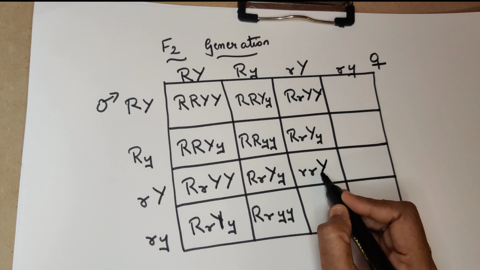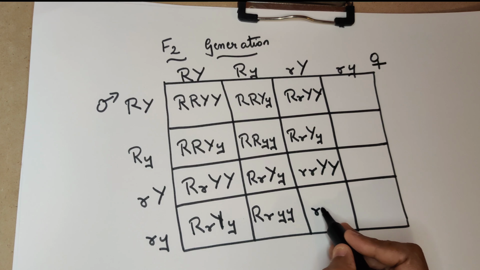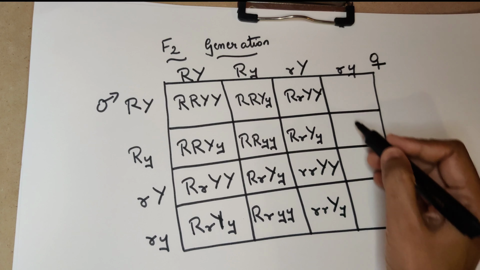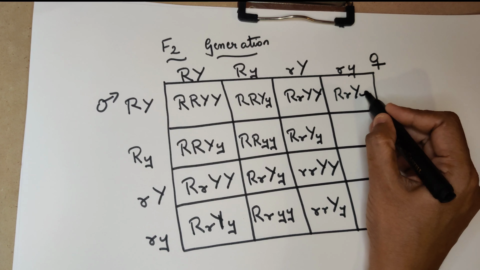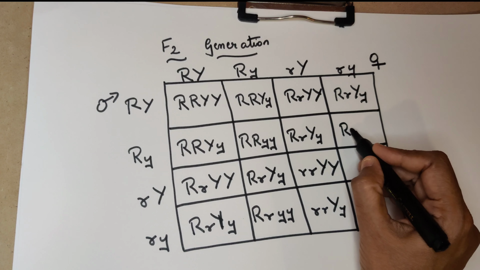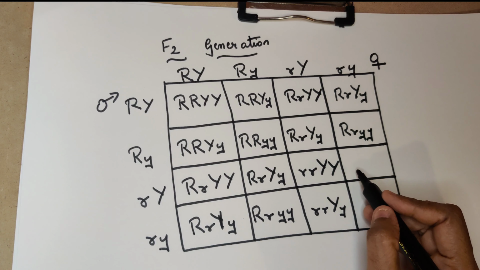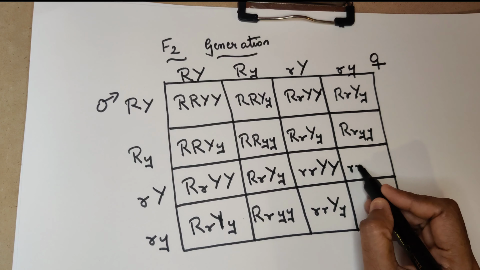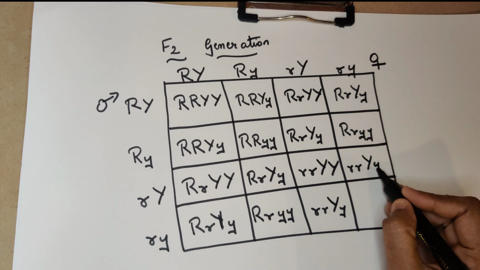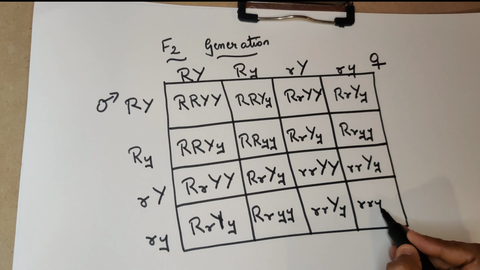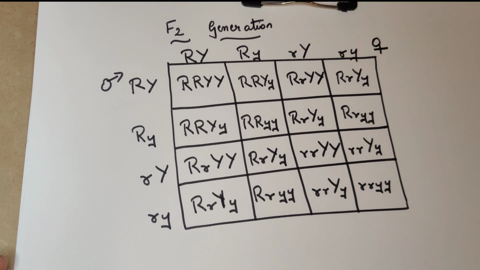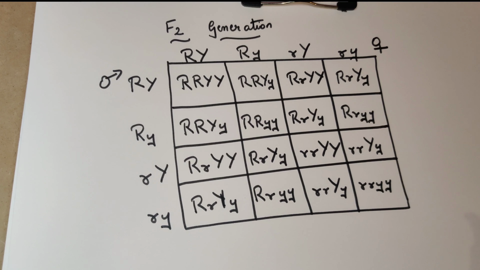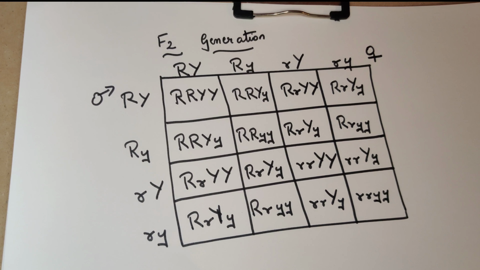Small r, capital Y, small y. Here it is capital R, small y, small y. Capital R, small y, small y. Here it is small r, capital Y, small y. Then all the letters are small here. So this is how you will be working out the F2 generation. It's quite an interesting cross that you can do for any set of two given characters.